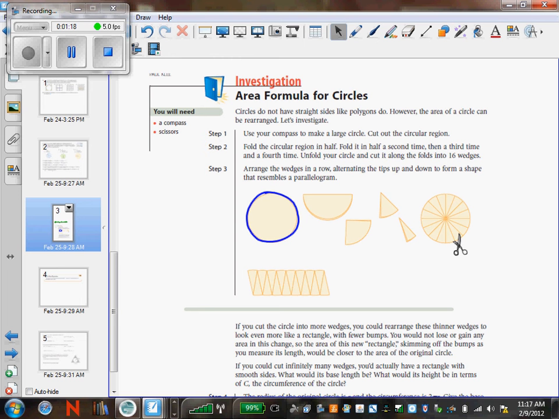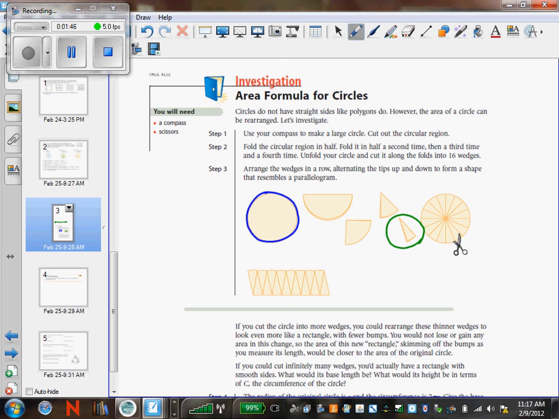fold it in half, fold it in half, fold it in half, and fold it in half until you get something that looks like this little piece of pie. You may need to put this video on pause to get your circle folded correctly.